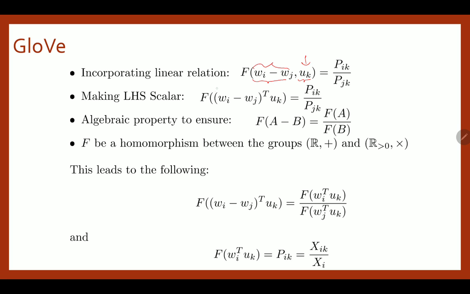but what the authors of GloVe used is a very simple thing. I want to take a dot product between this difference vector of Wi and Wj and the Uk. So now this is a dot product, and this is a scalar quantity, and then this has to be equal to this. Then what we see is, and now this is another kind of a little bit of a tricky step they have done.